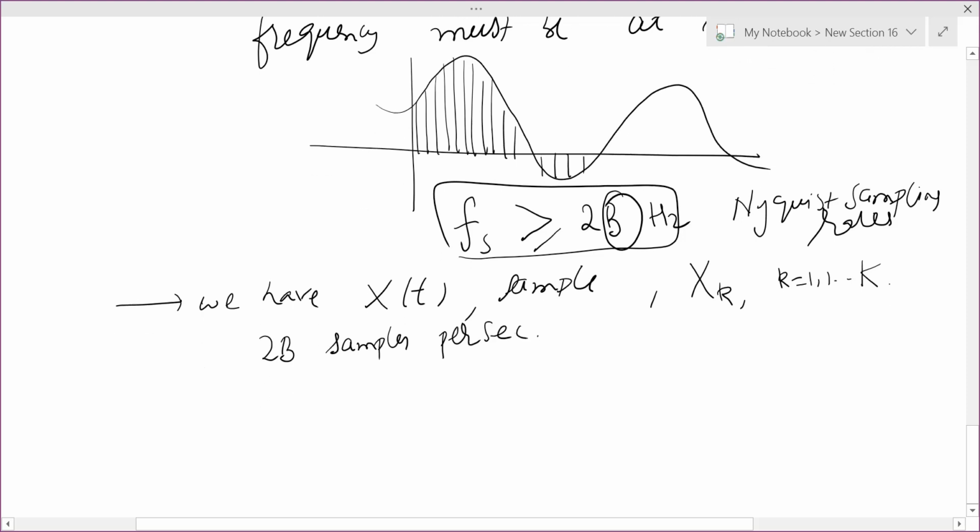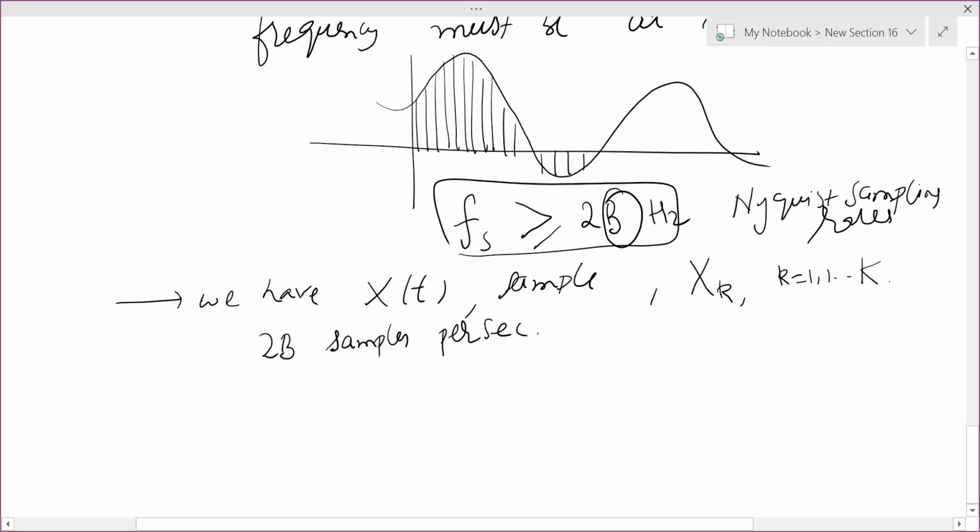Okay, so this is the smallest permissible rate for a bandwidth b that would not result in loss of information. We will see this; right now you take this as a result without proof. Now you are taking 2b samples per second. Now in t seconds, what will be the number of samples?